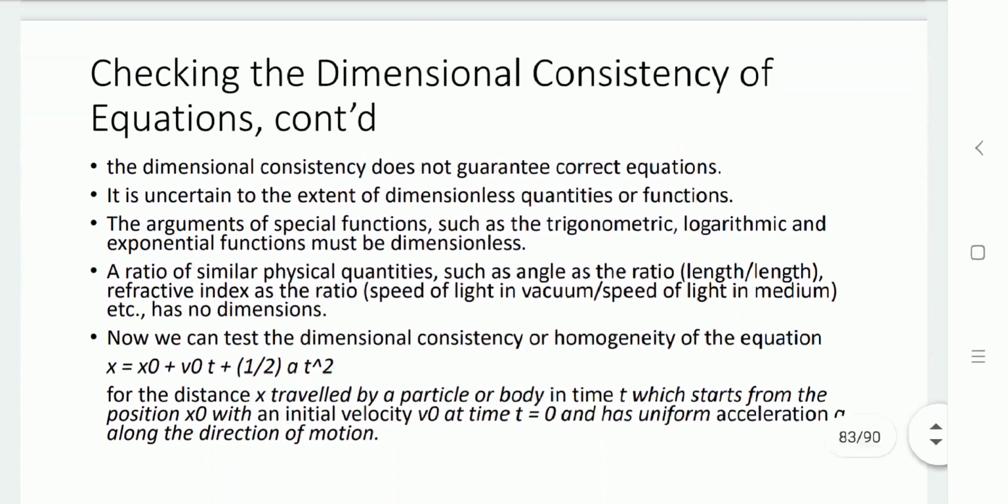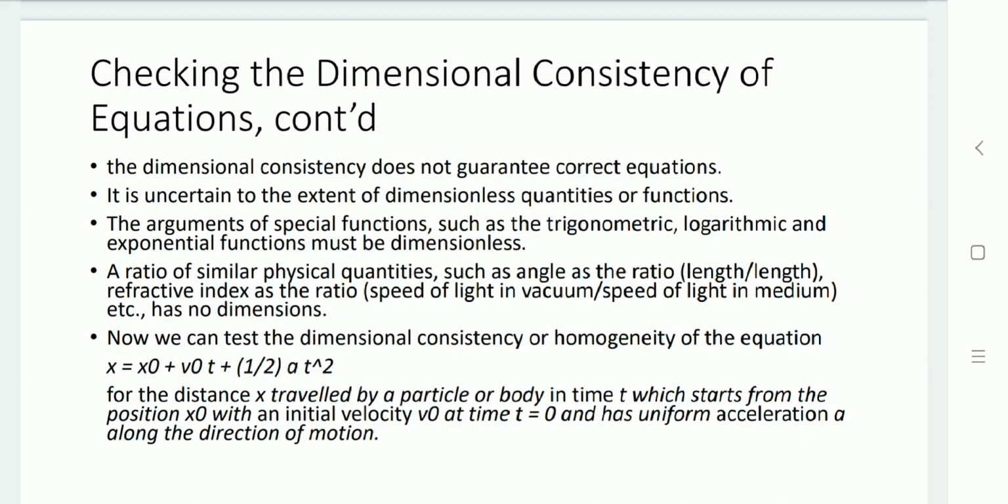The dimensional consistency cannot give the guarantee for the correct equation. It is uncertain to the extent of dimensionless quantities based on the special functions, just like trigonometric, logarithmic, and exponential functions. If we take the ratio of similar physical quantities, length to length, speed to speed, which have no dimensions, here this homogeneity equation cannot be applied.